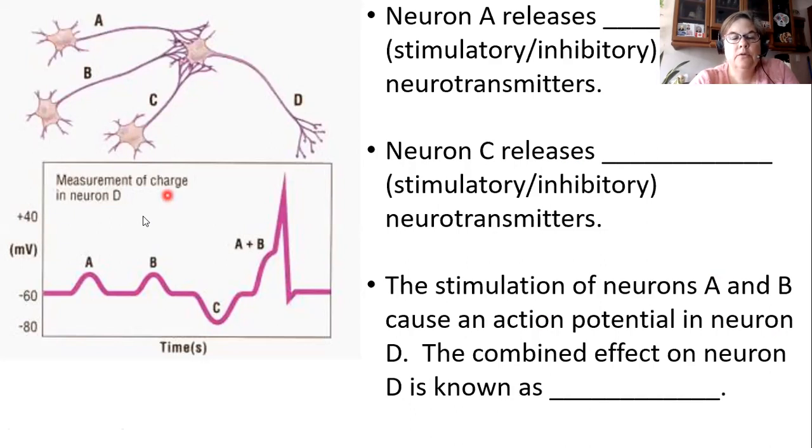All right, so if I look at what's going on in neuron D, when neuron A, so not B or C, when just A, so cross these guys out for a second, when just A is stimulating D, does it yield an action potential when I look at it? Do I see an action potential? Does D have a wave of depolarization when it's just stimulated by A?